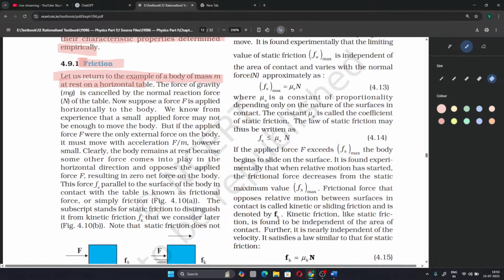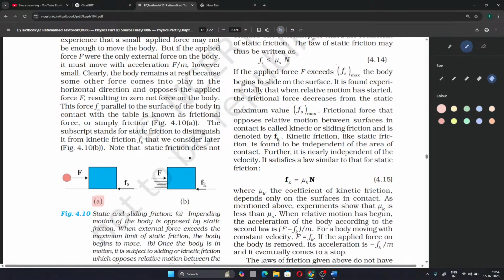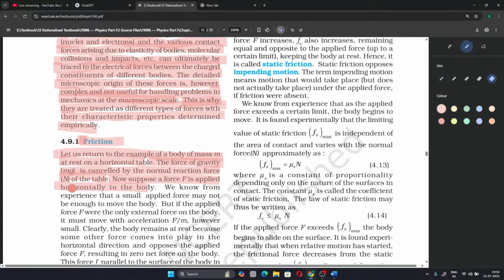The force of gravity m times g, where m is the mass of the body and g is the acceleration due to gravity, is cancelled by the normal reaction force N of the table. This is what we studied before. And now suppose a force F is applied horizontally to the body. What they mean is, this is the body, and we are applying a force like that.